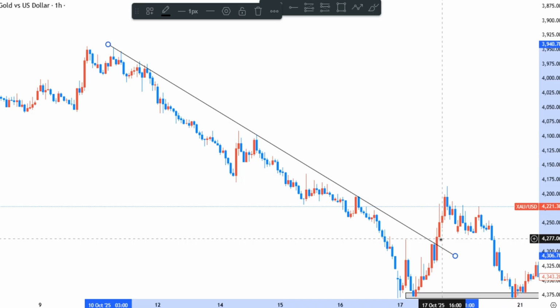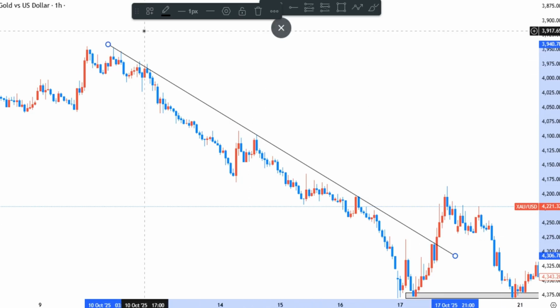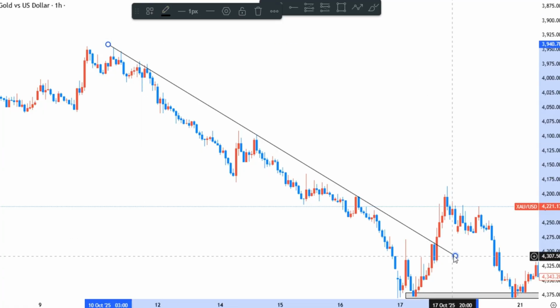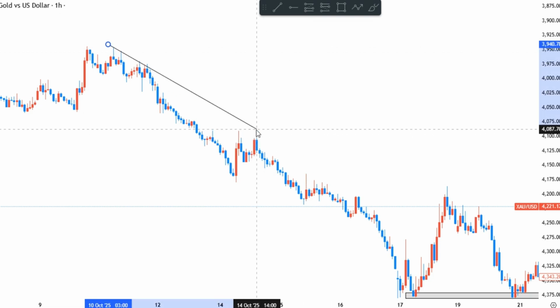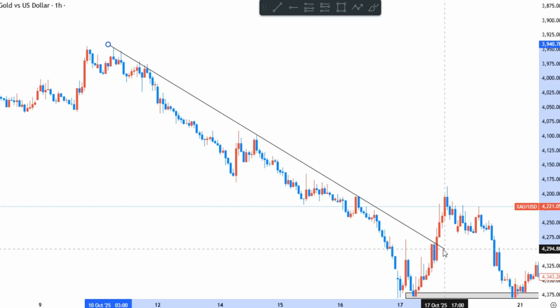And a downtrend is the opposite of what I've been explaining. A downtrend is drawn by connecting the lower highs, right? This is a lower high. This is a lower high. Connecting these two lower highs, you take it down.